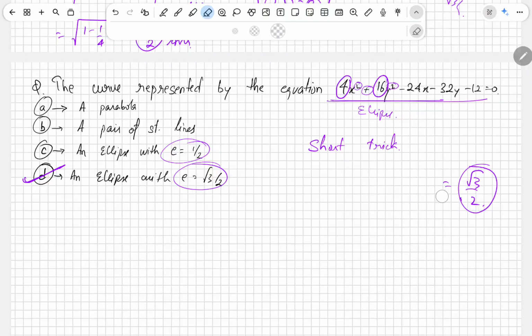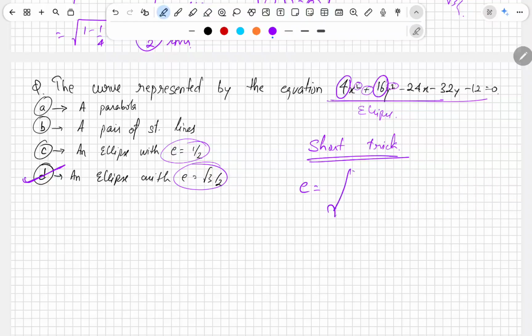I'll revise the short trick. The short trick says eccentricity is under root of 1 minus, compare the coefficients. Coefficient of x square is 4, coefficient of y square is 16. Put small upon big. So this becomes under root 3 by 2. That is the answer.